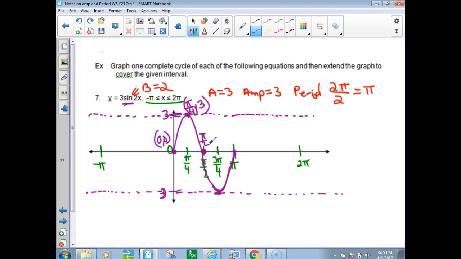Pi over 2, 0. 3 pi over 4, negative 3. And pi, 0. And then I got to cut this section up and continue my graph. We're going to go back up, down, middle, and all the way down and then back. Follow that wave.